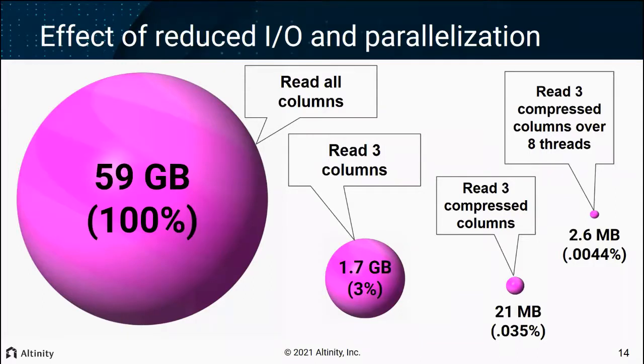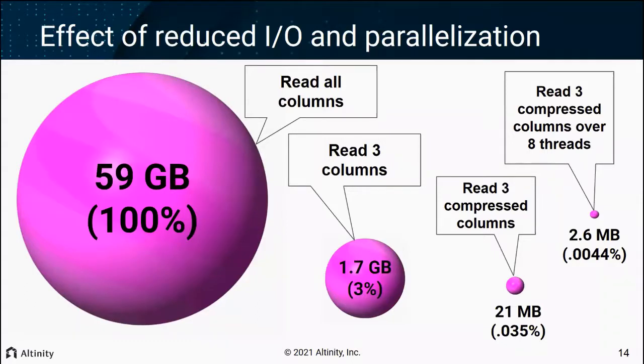So now imagine I read 3 columns. Well, that's only going to require me, because I have column storage, to read 3% of the data. So it's 1.7 gigs. 97% just dropped away. If I read 3 columns and they're compressed, well, it turns out the compression was pretty good on these. So now I actually only have to read 21 megs of data from storage. You can see where this is going: even if the storage is far away or slow, this is something that just isn't going to take very long.